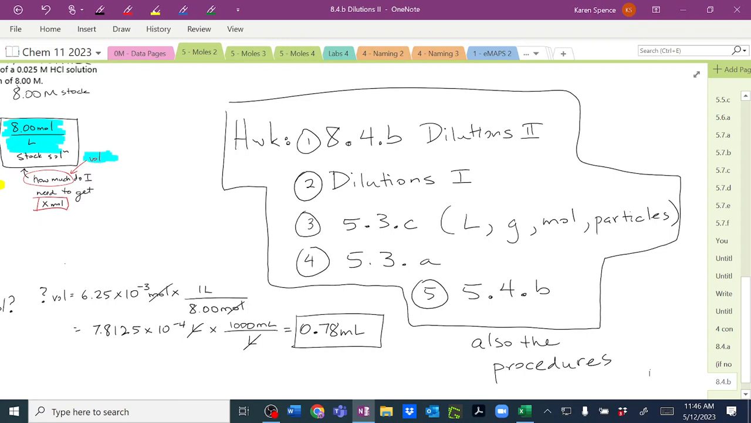Now, just so you're aware, I'm not going to ask you all the procedures because that would be a lot of writing. I'll just ask you one of them, but you won't know which one. It's too much writing to write them all.